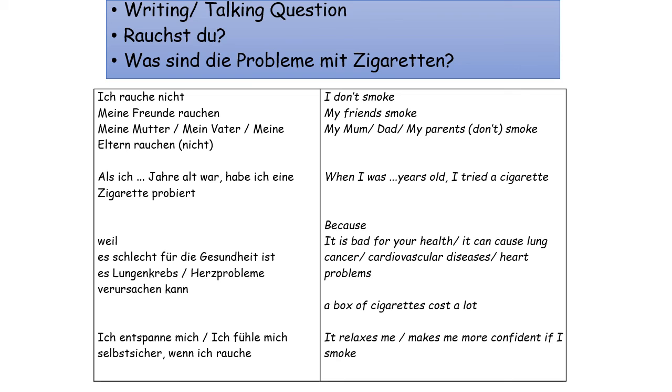Okay, and your final task is just to answer these 2 questions. So you can do this by writing your answers, or you could record yourself saying the answers, okay? So the questions are, rauchst du, do you smoke? And was sind die Probleme mit Zigaretten? What are the problems with smoking? So I've included a little box of vocabulary, but there's so much that you could say that can cover all the bases, but it might give you a starting point. Okay, so do you smoke and what are the problems with cigarettes?